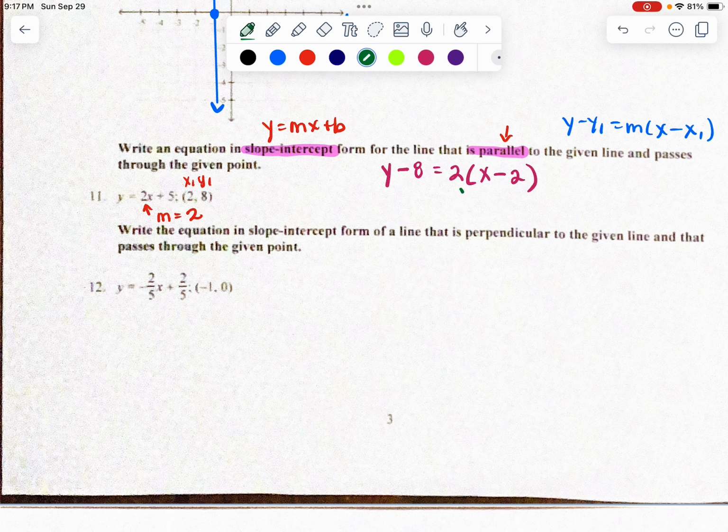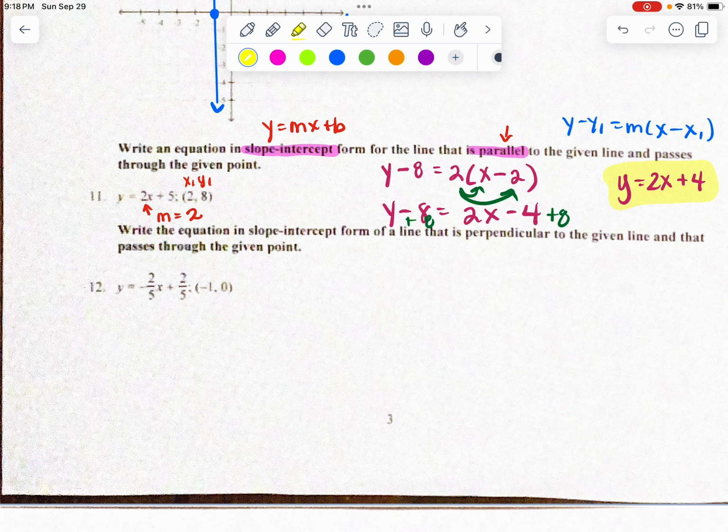This one's not as bad as the last one, actually, because this one doesn't have any fractions. How much you guys love fractions. So y minus 8 equals 2x minus 4. And I do have to move that 8 value over, so I would be adding 8 to both sides. So my solution to this one is going to be y equals 2x, and then -4 plus 8, of course, is positive 4. So that is the equation of the line that is parallel to the given line and goes through the given point.